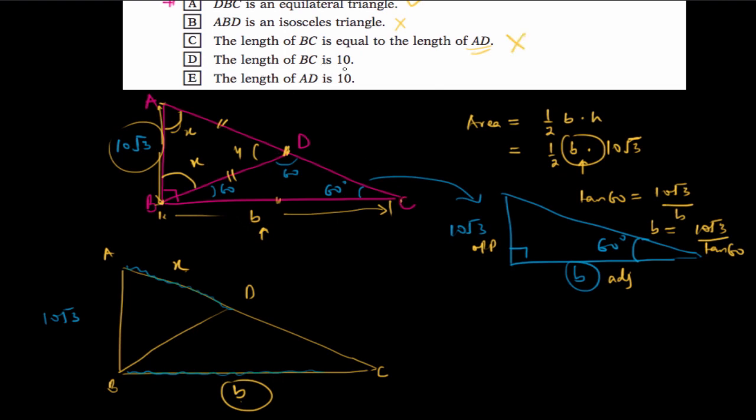D says the length of BC is 10. Wow. So this one actually tells us that the base is 10. So this is useful.